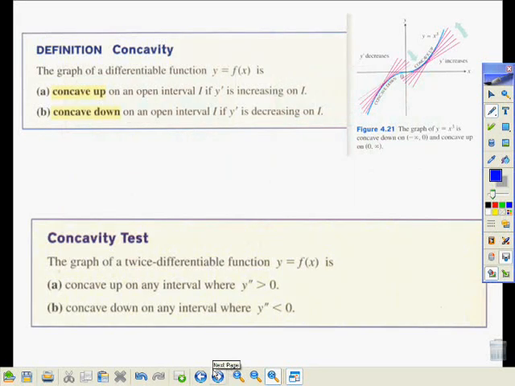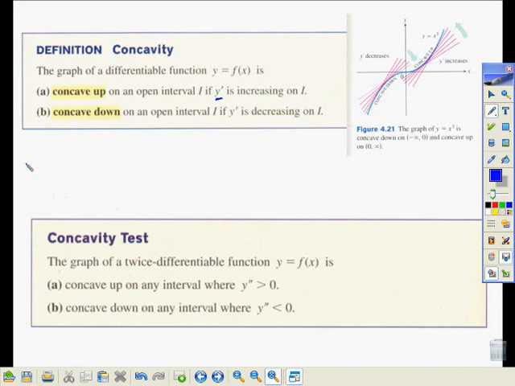Okay, the next part of this is about concavity. Concavity is talking about which way it's curving. Now, they define it in terms of what our derivative is doing. But really, maybe a better way to think about it is just which way it's curving.